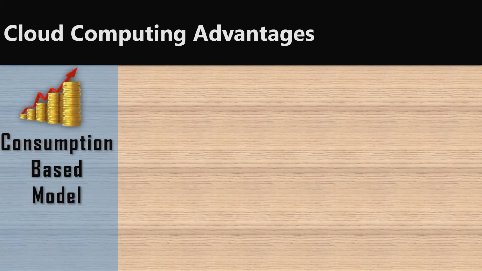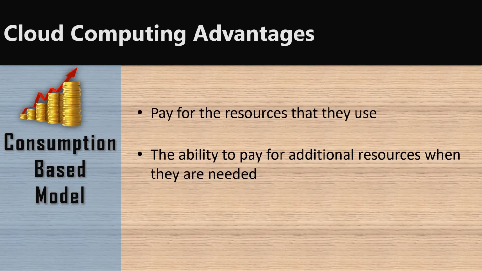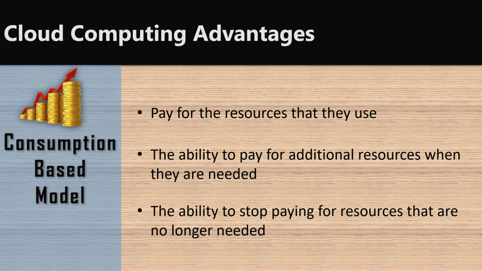That will take us to the consumption-based model. Money talking, as you know. Money is very important, so know that it is pay as you go. You use a resource, you pay for the resource. You want additional resources, you pay for the additional resources you need. You don't need any resource, you stop paying and return the resource. It's very simple: you need, you pay; you don't need, just release. That's the consumption-based model as an advantage of cloud computing.